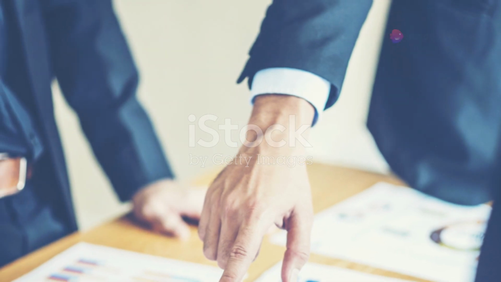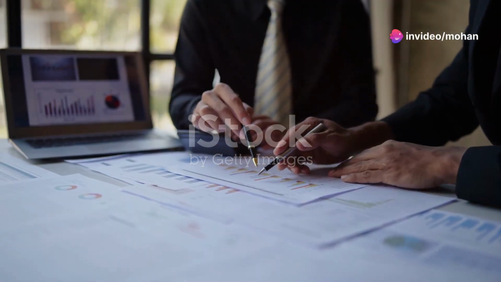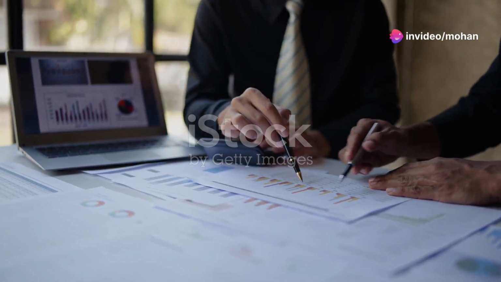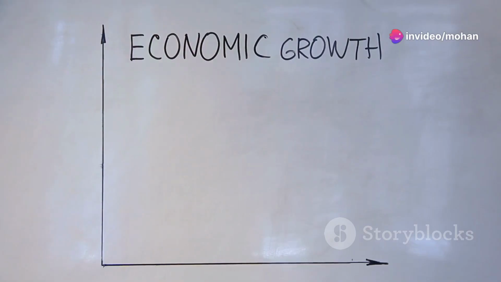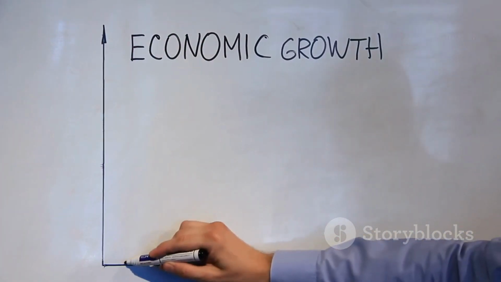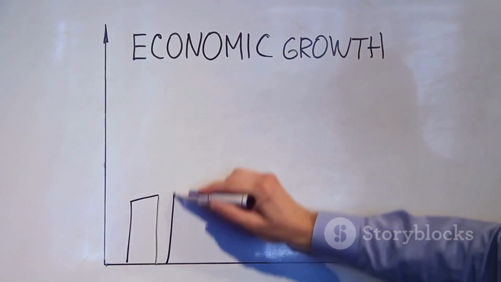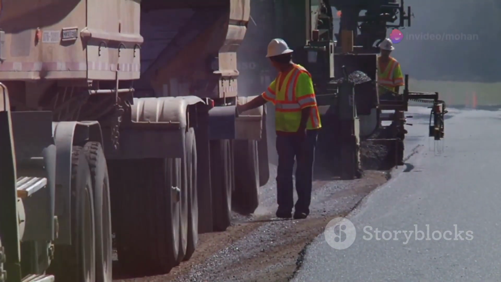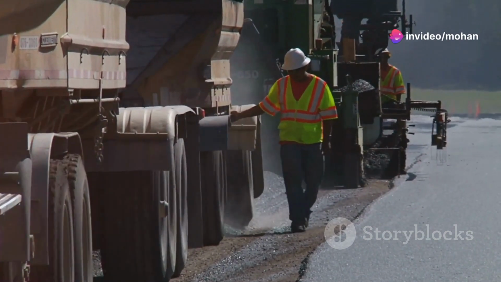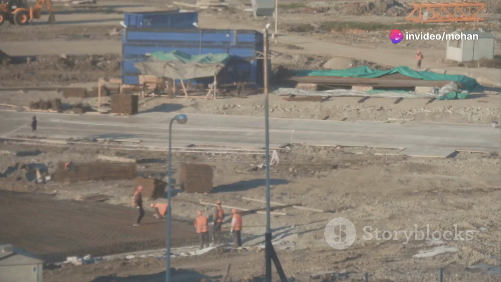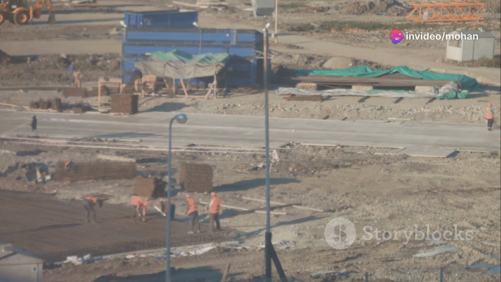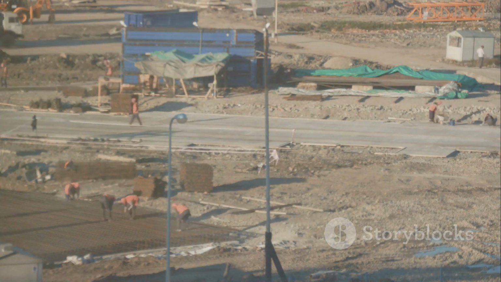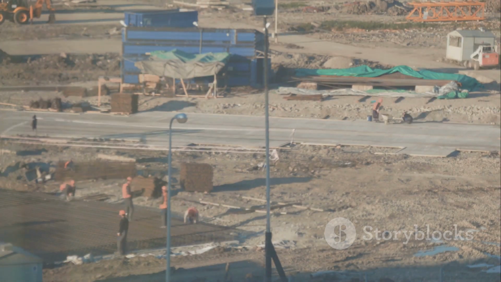Section 5. Government spending. A balancing act. Government spending is a double-edged sword in its impact on GDP. On the one hand, it can stimulate economic activity, particularly during economic downturns. Government spending on infrastructure projects, for instance, can create jobs and boost demand for goods and services.